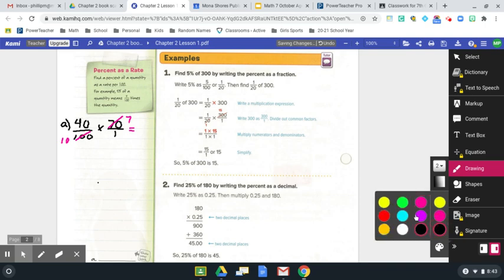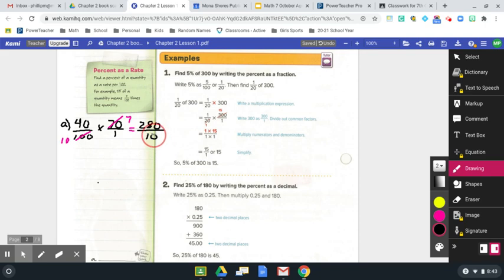40 times 7, and this is where if you need to, you can absolutely use your calculator. You have it for you to go through this process if you need it. This is going to give you 280 in my numerator. In my denominator, if I do 10 times 1, I get 10.